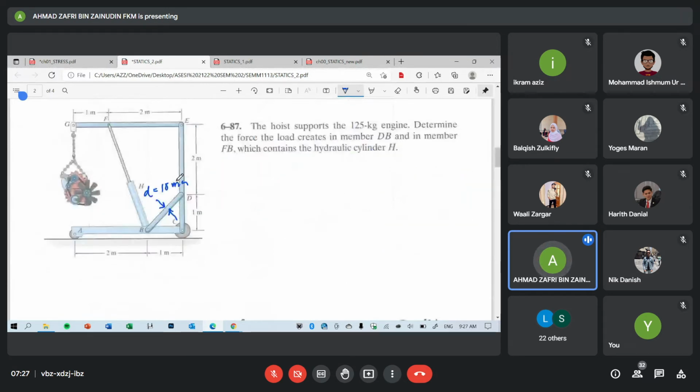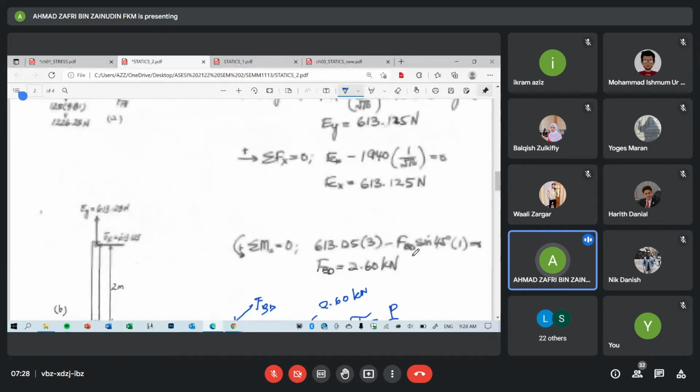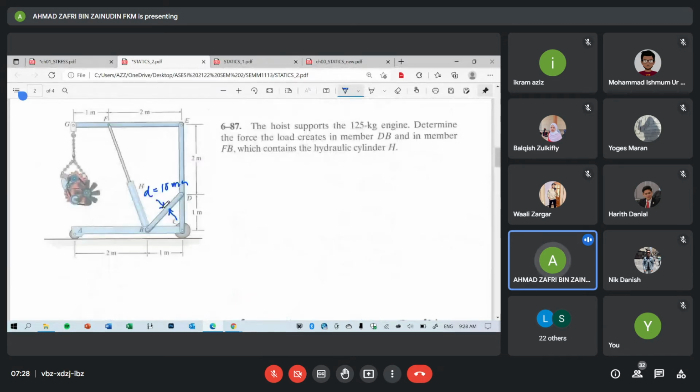The mass of the engine is 125 kilograms, right? The stress in BD is 33.1. So how do I know, based on that 33.1, that this member, based on this 10 mm, can hold this without breaking? Based on the stress value later. But first we need to know how to calculate stress.